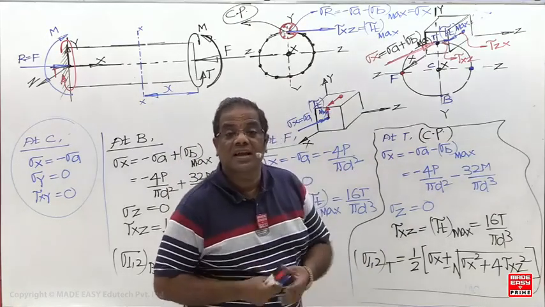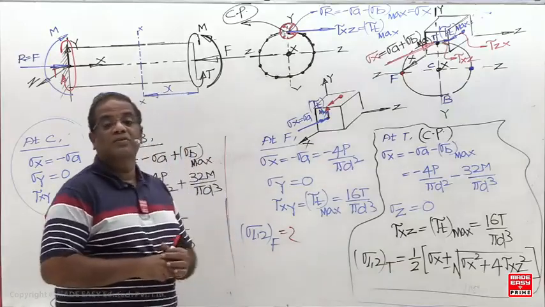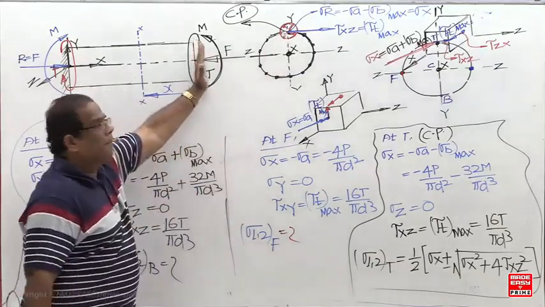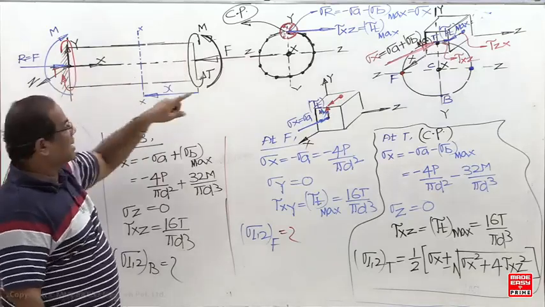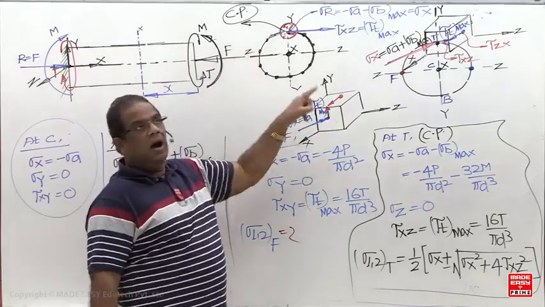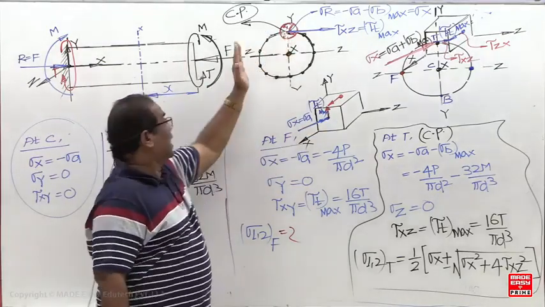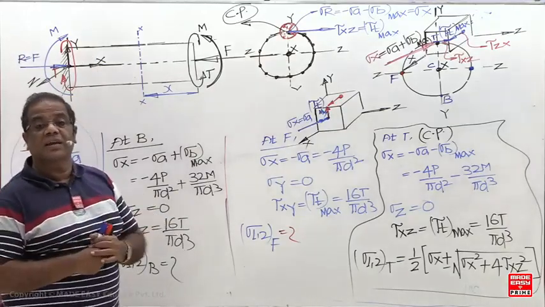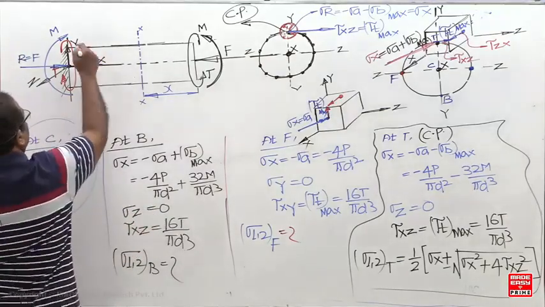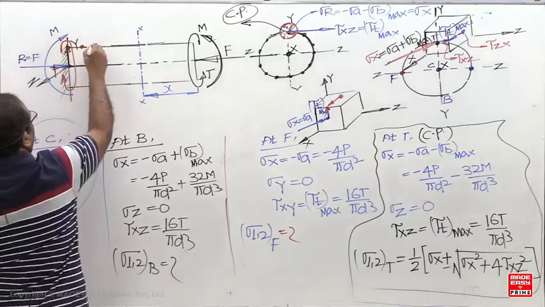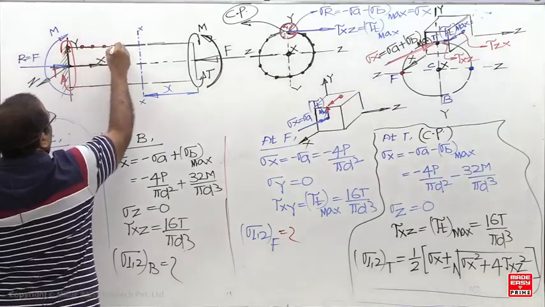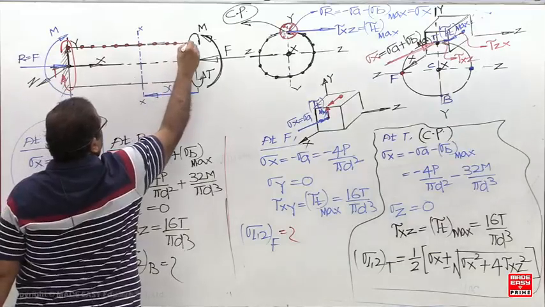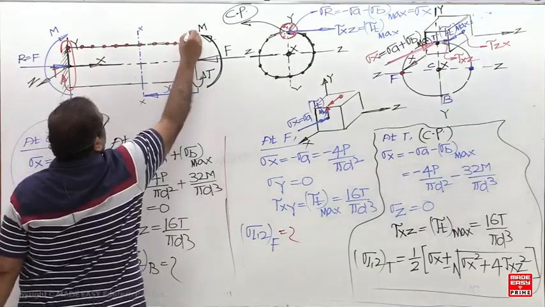So overall, which one is the critical point? On this cross section, the top is critical, but every cross section is critical. I have taken only one cross section. Like this, how many cross sections are there? Infinite. On every cross section, the critical point is the top. So these are all the critical points for this given case. All these are critical.